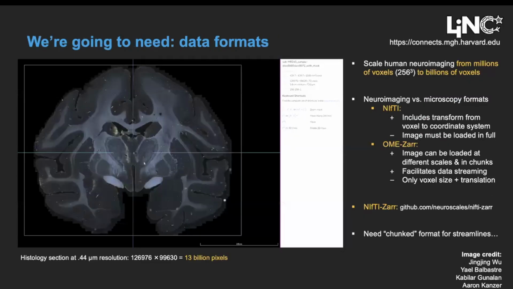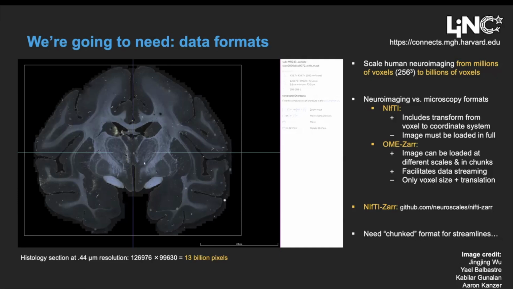And so what are we going to need? So we're going to need a lot of things. First of all, we're going to need appropriate data formats. We cannot use Nifty anymore, unfortunately. So the goal here is to go from images that have millions of voxels, so that's the typical 256 cubed neuroimaging volume, to billions of voxels. So this is one histology section at submicron resolution, contains 13 billion pixels, just to give you an idea.